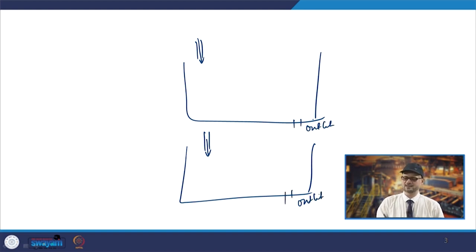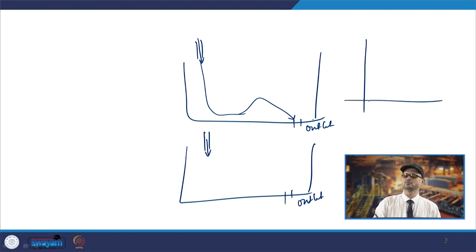Now, when you are giving the pulse, that is the tracer, from here, it will come and then it may go like this and come out. Maybe after a time of 30 seconds or 50 seconds or 40 seconds it has come out of the TUNDISH outlet. So, you will have some curve like this.